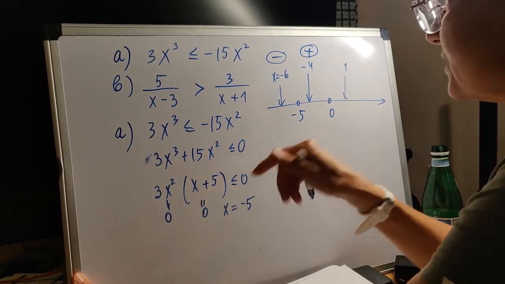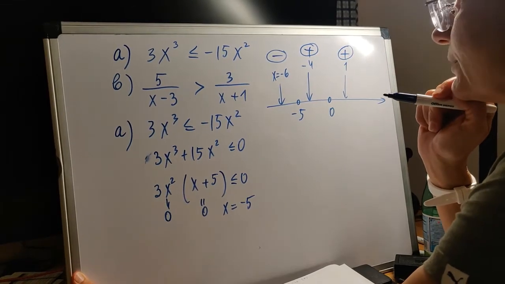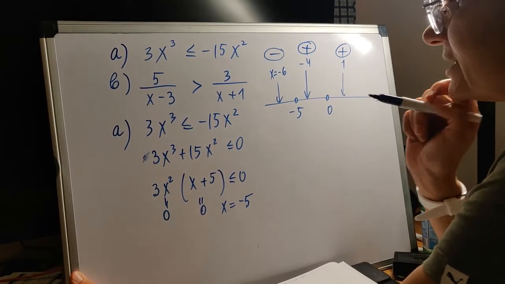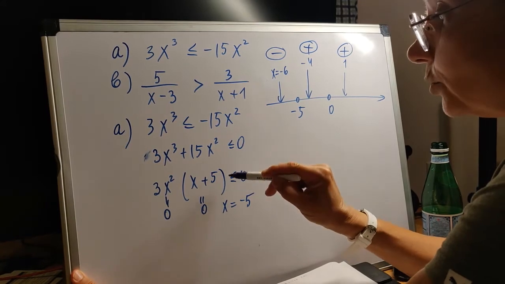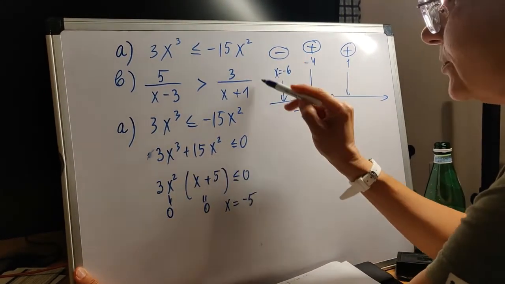And 1 plus 5 is 6, also positive. So I have minus, plus, plus. Now, what I'll need, minuses or pluses? Let's look at the sign of the inequality. Not always is the inequality going to be greater than 0. This one is less than 0, so we'll need minuses.